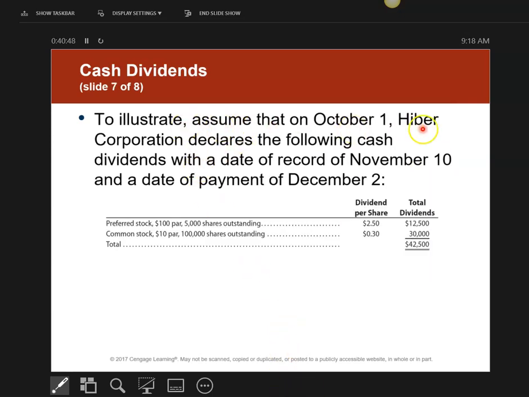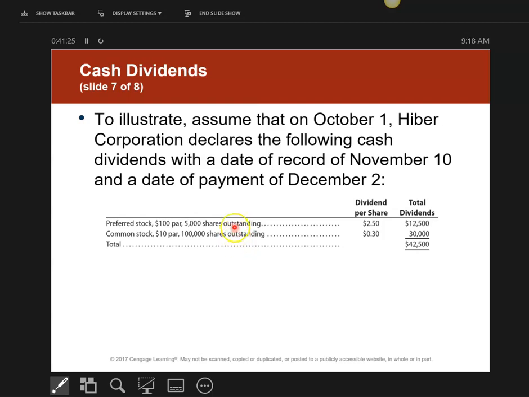We have Hyber Corporation on October 1st. October 1st, the board of directors declares a cash dividend with a date of record of November 10th and a date of payment of December 2nd. And here's their preferred stock. They have 5,000 shares outstanding. The stock is $100 par, which is just the value assigned. They're going to issue a $2.50 dividend per share. And common stock has 100,000 shares outstanding at a $10 par. Again, this is just the value of it. They're going to issue 30 cents per share.